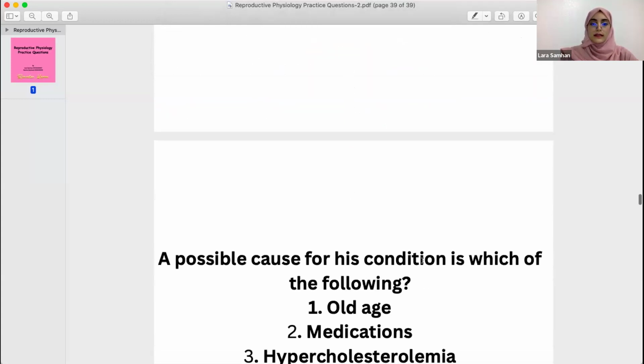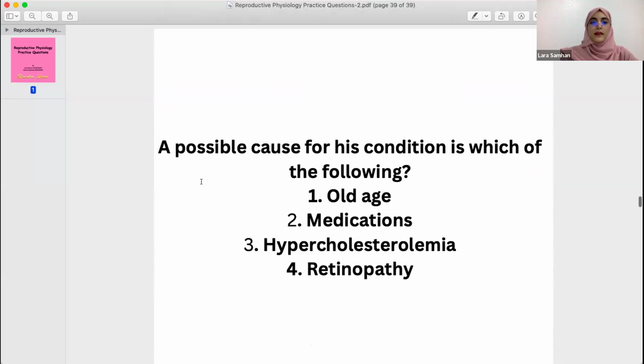Moving on to the second sub-question. What do you think is the possible cause for this presentation? As we said, he has diabetes and he's taking medications. So what do you think is the cause? Okay, perfect. Exactly, the medications.